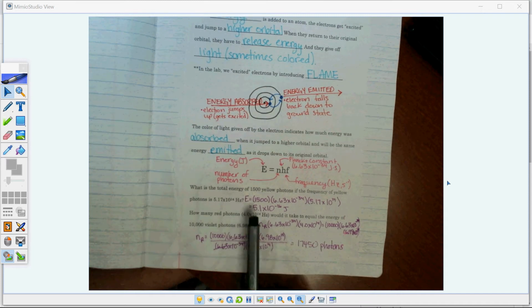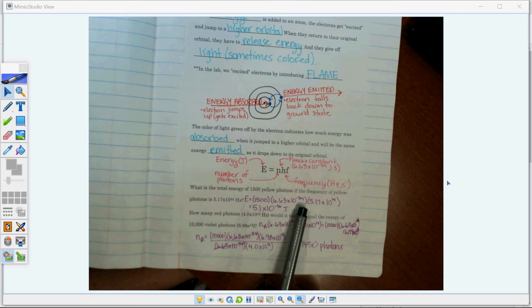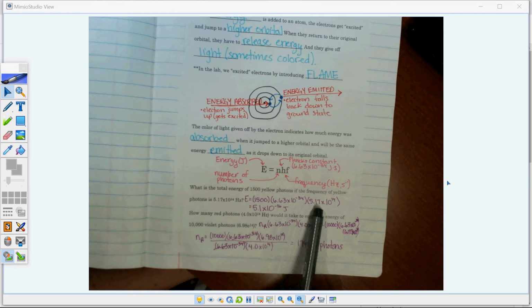Here's an example that I've done. What is the total energy of 1,500 yellow photons if the frequency of yellow photons is 5.17 times 10 to the 14? So we plug this in. N is 1,500 for 1,500 photons. H is always 6.63 times 10 to the negative 34. And frequency was provided, 5.17 times 10 to the 14. You just multiply those three values together to get 5.1 times 10 to the negative 16.